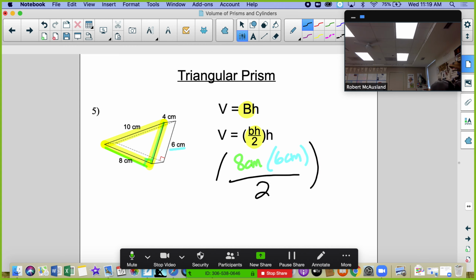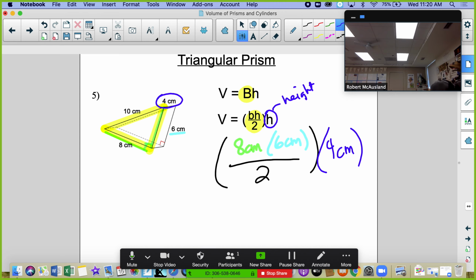And then we're going to multiply that by the height of the object. Now, the height is not 6 centimeters. 6 centimeters is the height of the base, that triangle. Remember that this height has to be the distance between the two bases. The base shape is a triangle, so I have to find the distance between those two base triangles, which is going to be 4 centimeters. That can be somewhat complicated, but always remember that the height of the object is the distance between the two bases, those parallel bases.